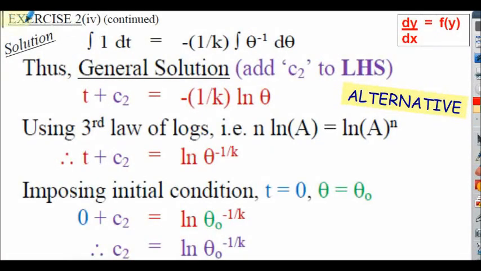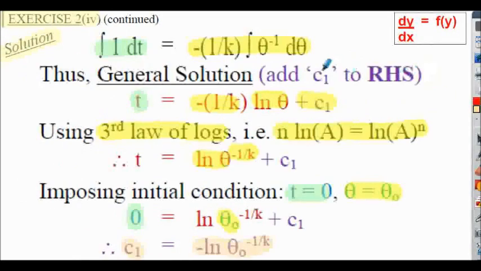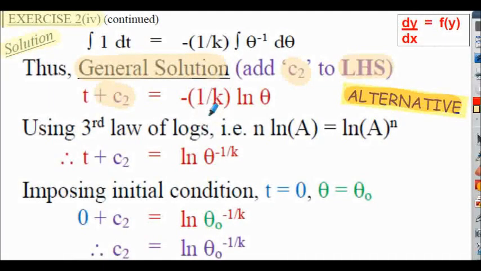Here's exercise 2, part 4, solution continued. Here's an alternative approach to the solution. The only thing that's different on this slide is that for the general solution, I've added C2 to the left-hand side of the equation, shown here. In the previous solution, I showed that C1 was added to the right-hand side. All I'm trying to show here is it doesn't actually matter which side of the equation you add the constant of integration. You'll ultimately get the same answer.